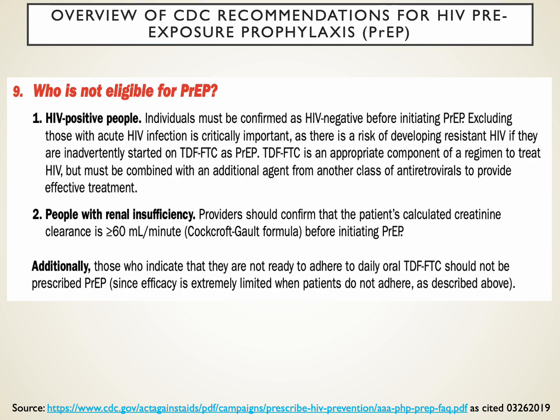So who shouldn't get PrEP? If you're HIV positive, you treat it as an HIV positive patient. You might be on Truvada as a first-line agent for that, but you're probably going to be on a triple regimen therapy. And also, for folks with renal insufficiency, with a creatinine clearance less than 60 mL per minute, they're not candidates typically for PrEP therapy either.